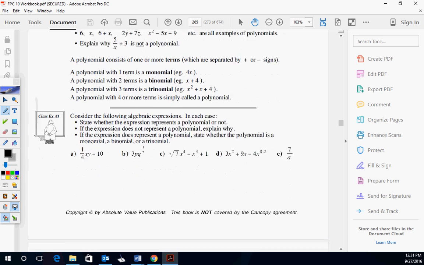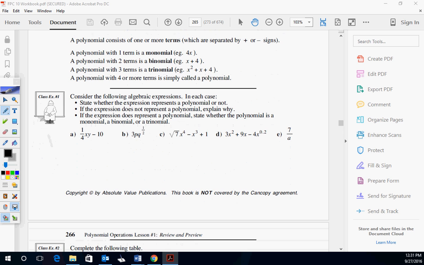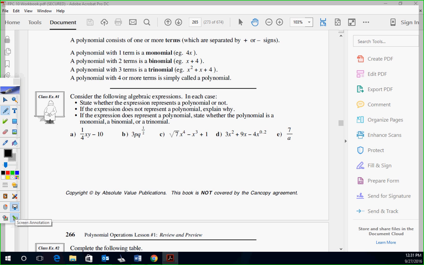Okay, consider the following algebraic expressions. In each case, state whether the expression represents a polynomial or not. If the expression does not represent a polynomial, explain why. If it does, state whether the polynomial is a monomial, binomial, or trinomial.